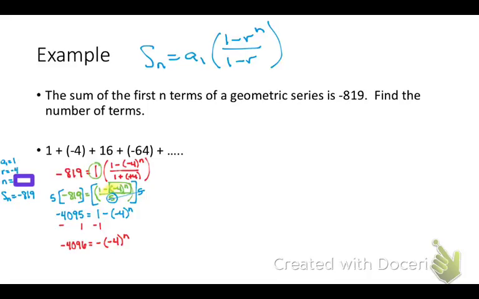Now what? What can we get rid of? Get rid of the negative. Just divide by a negative 1. So we have 4,096 equals negative 4 to the n power. Now, with that, what do you know? What kind of number is n going to be?